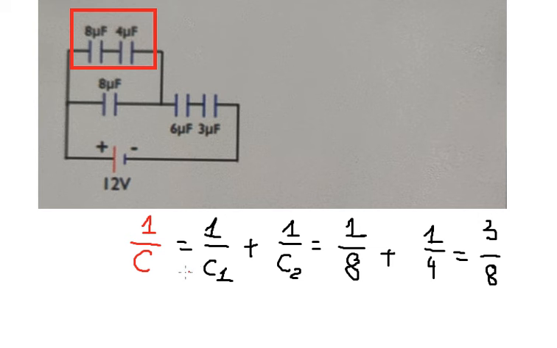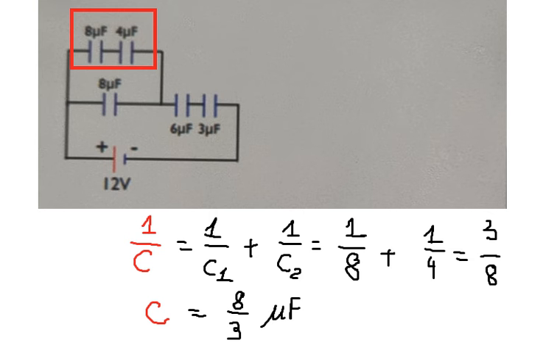So the red one we can calculate in here. That should be 8 over C, because we have 1 over C. So if we want to find the C, we need to swap numerator and denominator in here. That's why we have 8 over 3, and this is in microfarad. And now we see that the red one is parallel with the 8 microfarad.